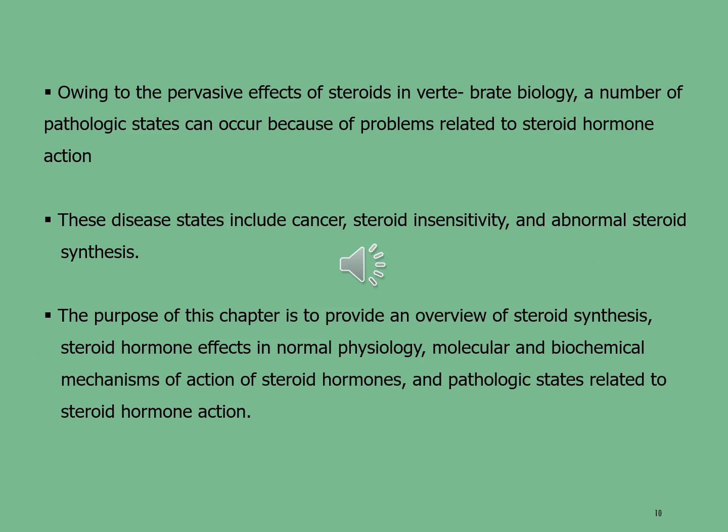Owing to the pervasive effects of steroids in vertebrate biology, a number of pathologic states can occur because of problems related to steroid hormone action. These disease states include cancer, steroid insensitivity, and abnormal steroid synthesis. The purpose of this chapter is to provide an overview of steroid synthesis, steroid hormone effects in normal physiology, molecular and biochemical mechanism of action of steroid hormones, and pathologic states related to steroid hormone action.